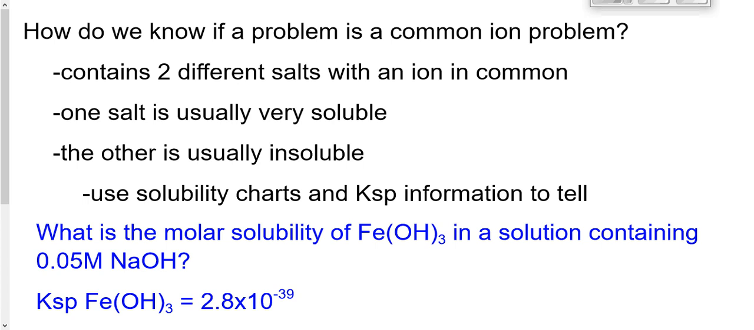So how do problems look like when we have common ion effect? How do I know if a problem is just a regular Ksp problem or if it's a common ion problem? Well, here's some clues that you can use. First of all, we're going to see in the problem two different salts, and they're going to have an ion in common. In the example at the bottom, you can see we have iron hydroxide, one salt, and sodium hydroxide, a second salt. Both of them have an ion in common, that ion being the hydroxide ion.